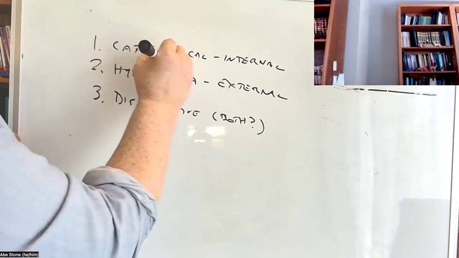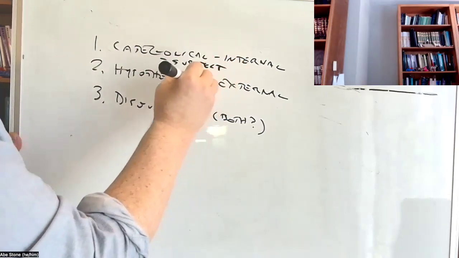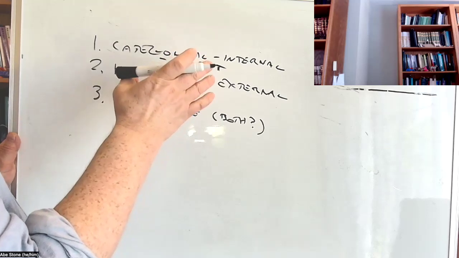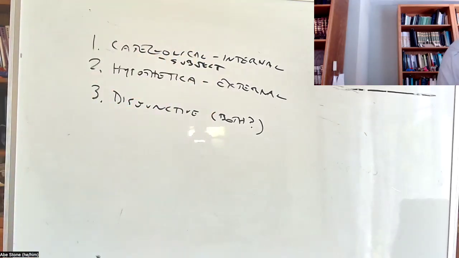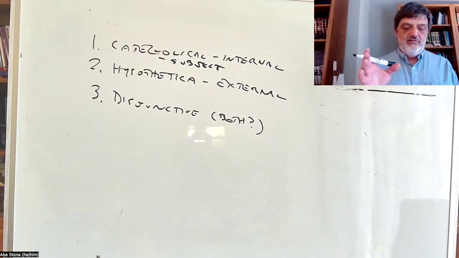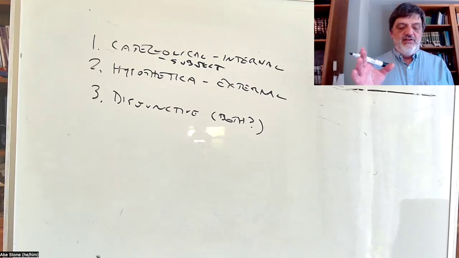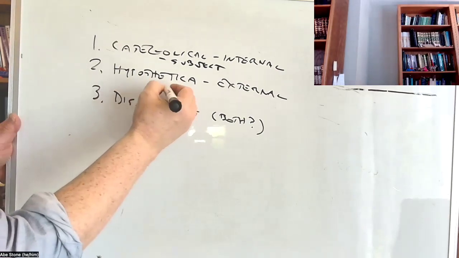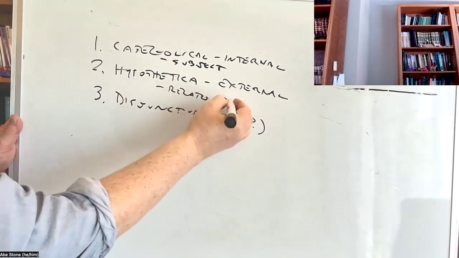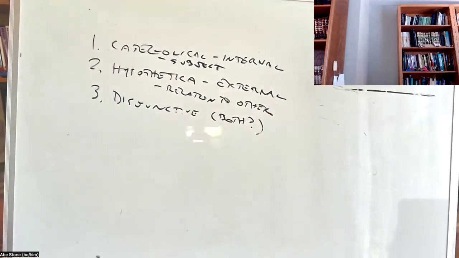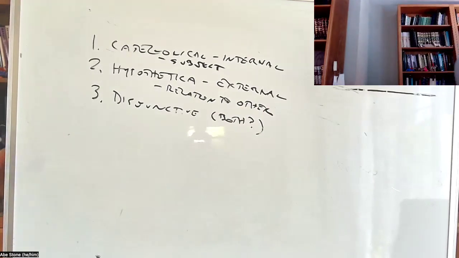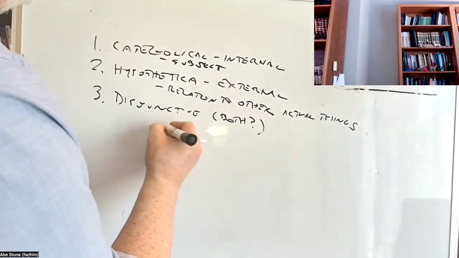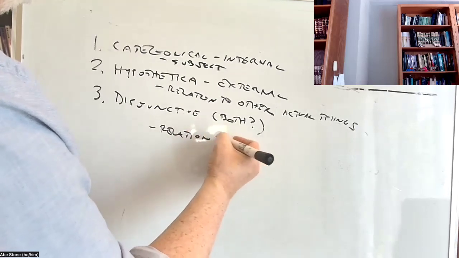And this is also related to explanation via the nature of the subject. This by relation to other actual things, and this by relation to all possible things.